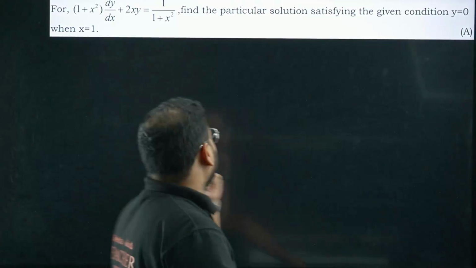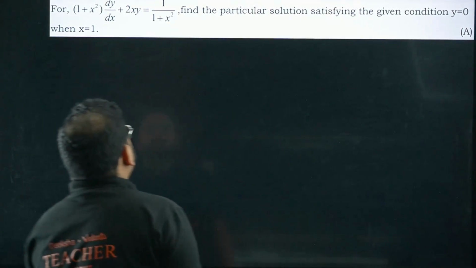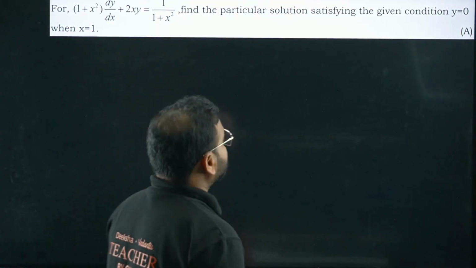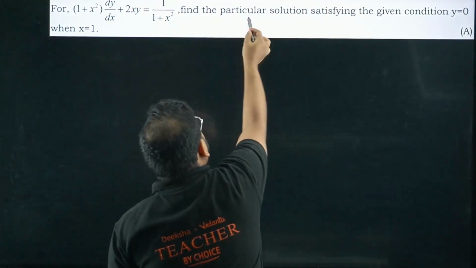Okay, let's go. What we have is 1 plus x square dy by dx plus 2xy equals 1 plus x square. Find the particular solution. We have to find the particular solution over here.